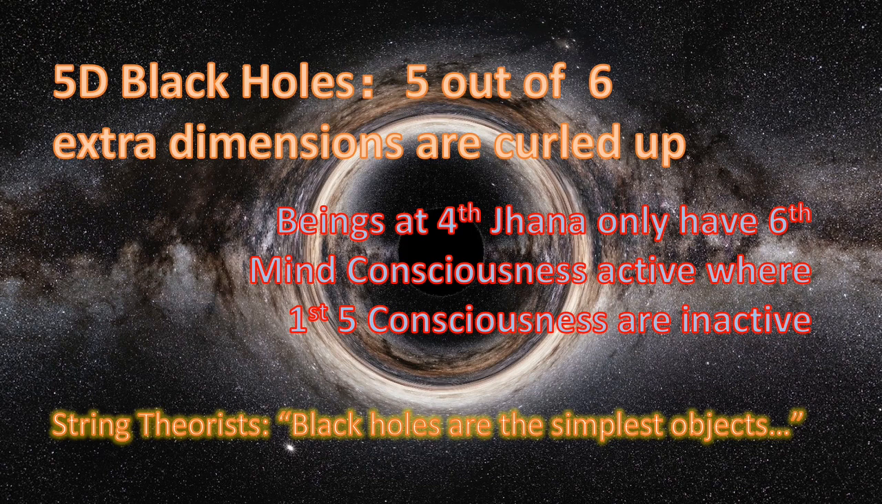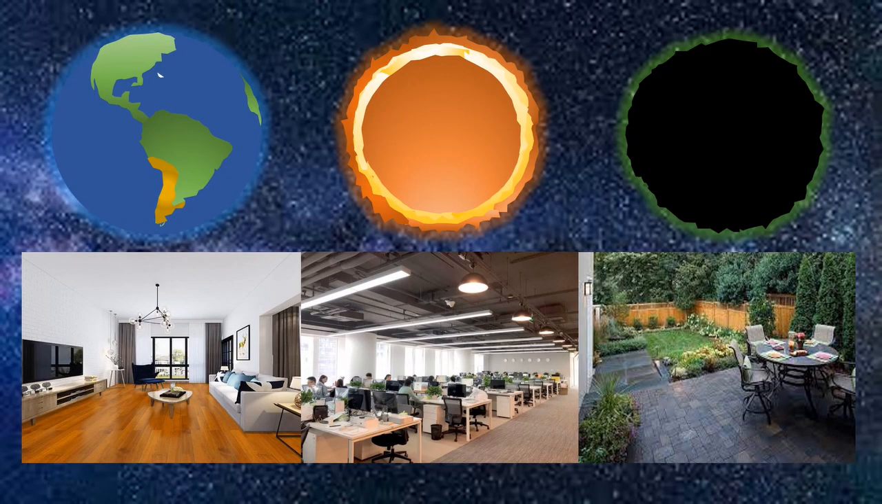String theorists say black holes are the easiest to calculate because 4th jhana beings are form beings with least mental factors and hence least physics, but have matter to be observed. Some physicists think they can create a black hole. The question is, why doesn't a black hole, a star, or planet suddenly appear in our living room, office, or backyard? Physicists will tell you there isn't enough mass or without presence of matter. But is that the correct view?